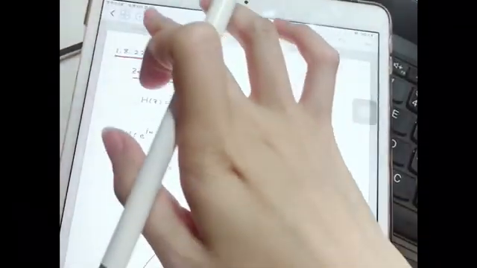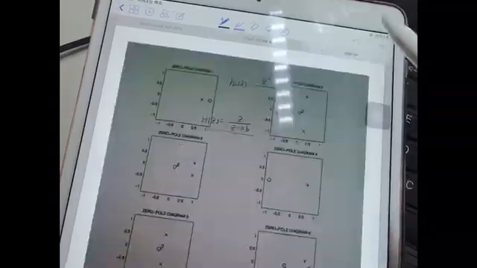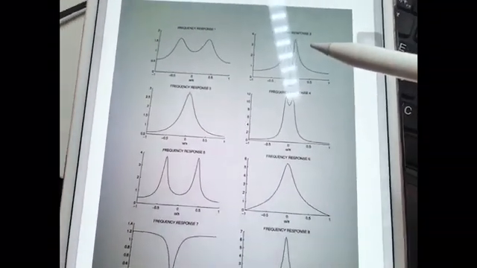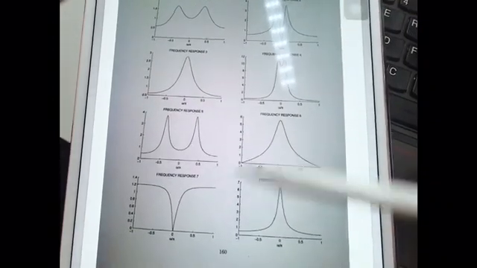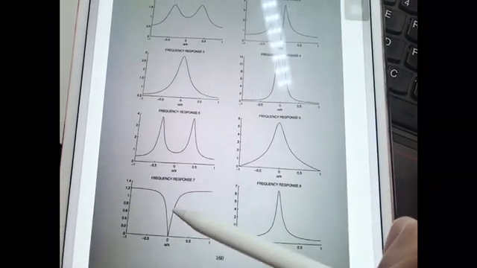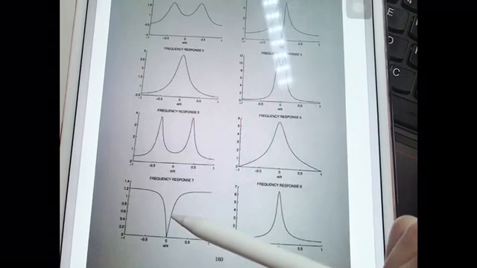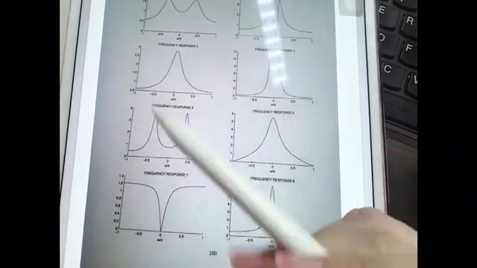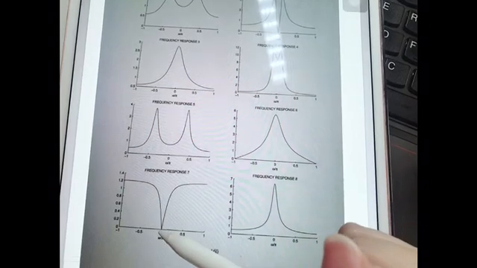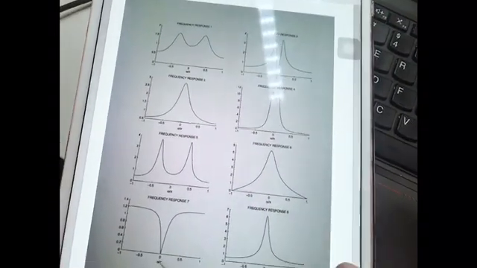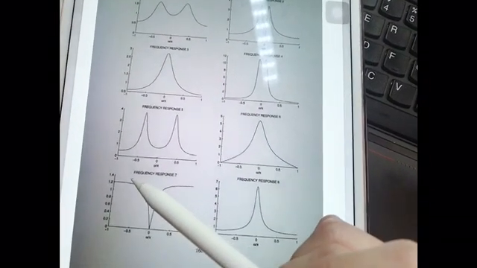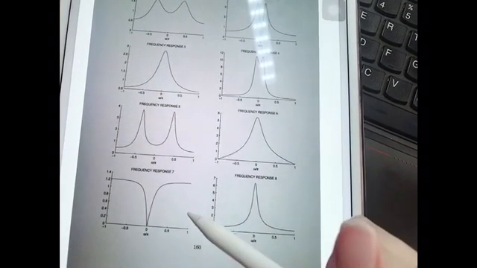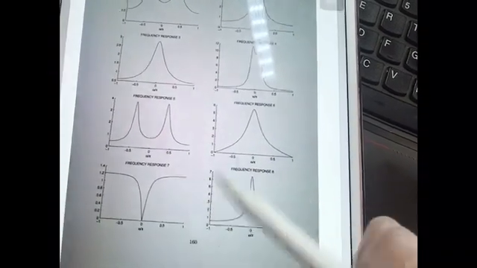So back to the response figure, we can find that only response 7 has H equals 0 when ω equals 0, and H equals 1.2 when ω equals π.